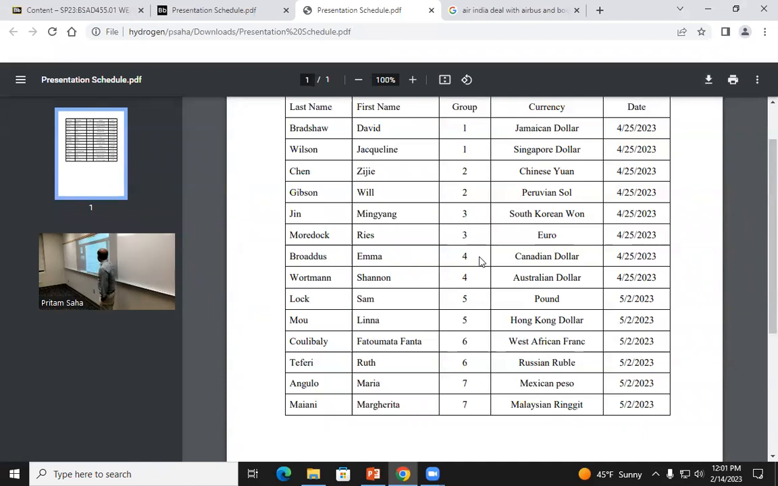I actually decided whoever replied to me first is group one, that's what I always do. Whoever replied last is group 7. And accordingly, I sorted and assigned you the date. You have 2 days for presentation: April 25 and May the 2nd. Make sense? The only thing you need to check is that you have your right group member and the currency you asked for. That's it. Make sense?